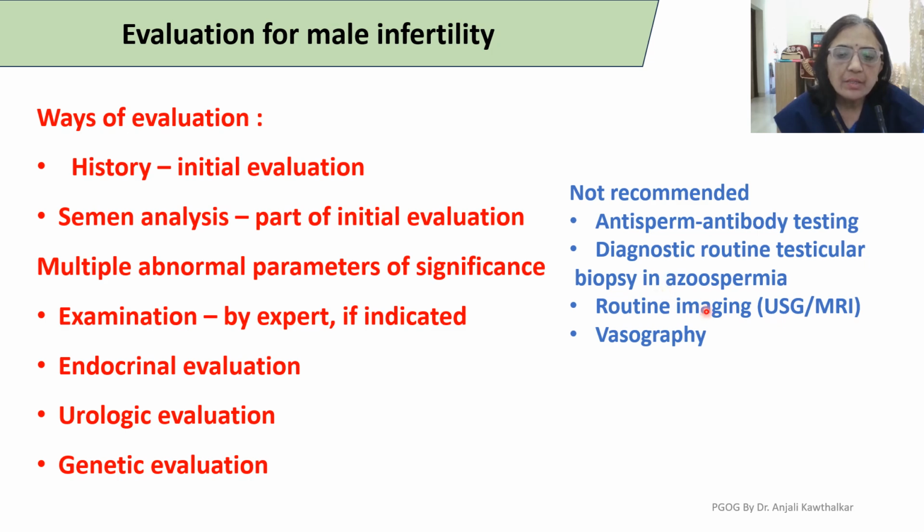Routine imaging, such as ultrasonography and MRI, has less role in evaluation of male infertility. It is done only in a few indicated scenarios. Vasography is also not indicated to see where the block is in patients with obstructive type of azoospermia. So all these techniques were used in the past, but in modern gynecology, these are not recommended.